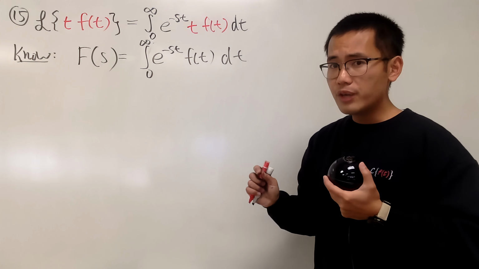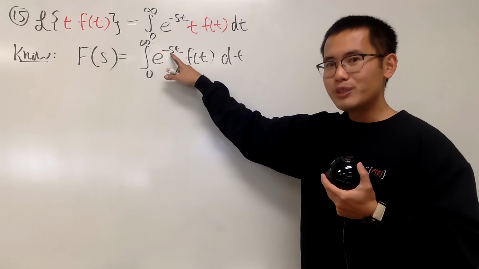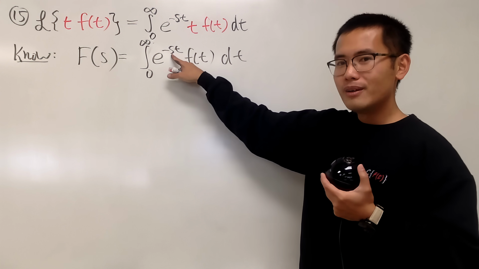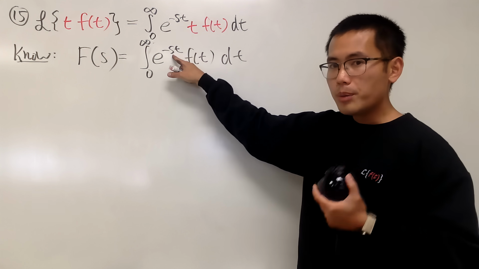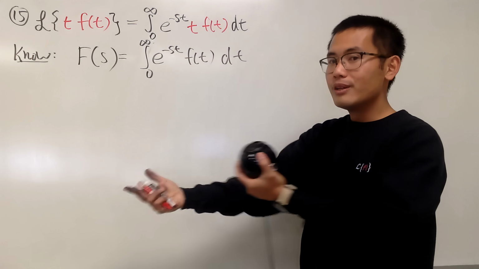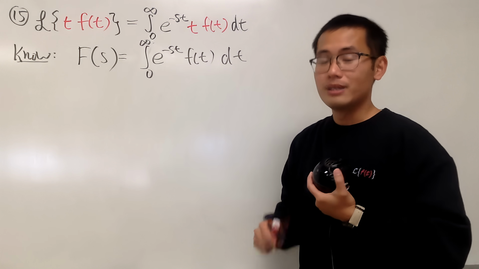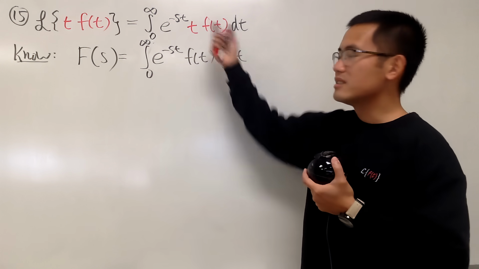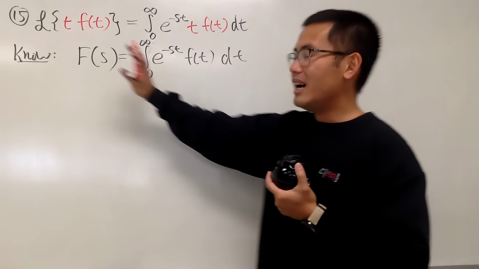Imagine if I can differentiate this with respect to s, if I treat s as the variable, differentiating e to the negative st, where s is the variable. We just have to do the chain rule, and we get negative t in the front. That's very nice. That's how we can squeeze out a t inside of the integral, right?